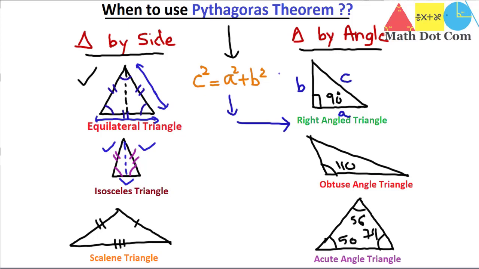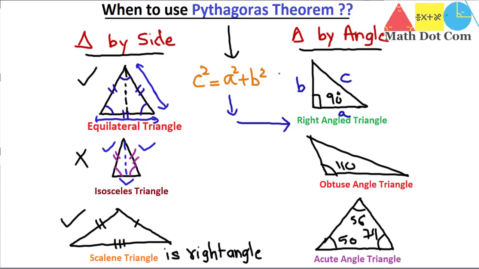Then we move towards the scalene triangle. A scalene triangle can be a right angle triangle, an obtuse angle triangle, or an acute angle triangle. If a scalene triangle is a right angle triangle, then you can use the Pythagoras theorem in such a case. Here we can use it only if the scalene triangle is right angle. So the main point is the same for all triangles: the triangle should have a 90-degree angle in order to use the Pythagoras theorem.